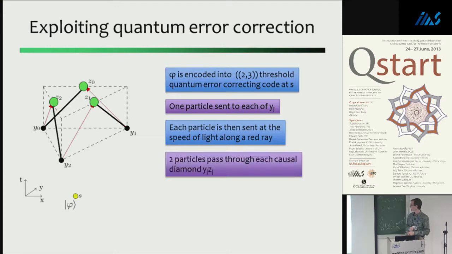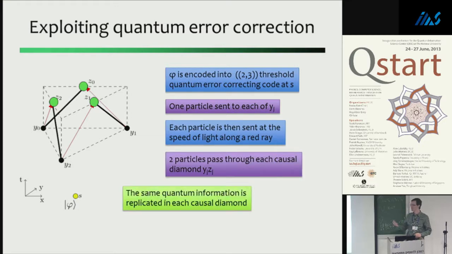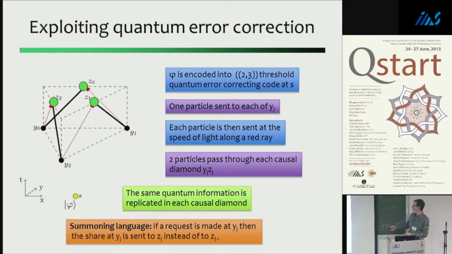This also reveals the connection to the summoning task. If you want to think of it in summoning terms, if a request was made at y2, we already know that a particle is going to arrive at z2 from y0. But we could take the particle that was originally at y2 and was going to get forwarded along this light ray to z1, and just redirect it to z2, such that two particles would appear at z2 and we could decode the quantum information. That's how you can see that this localization is equivalent to summoning in this example.